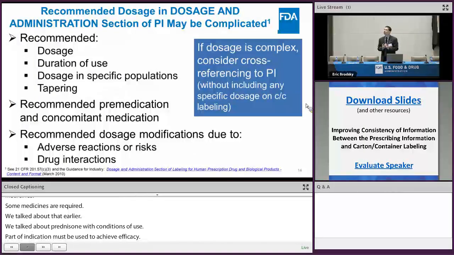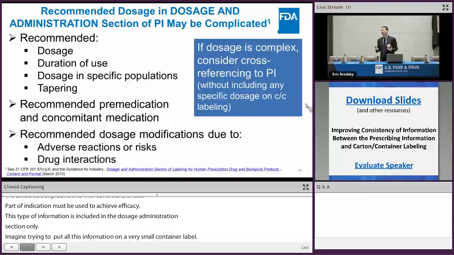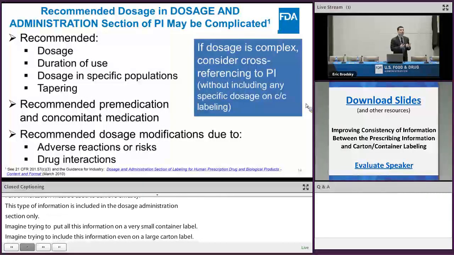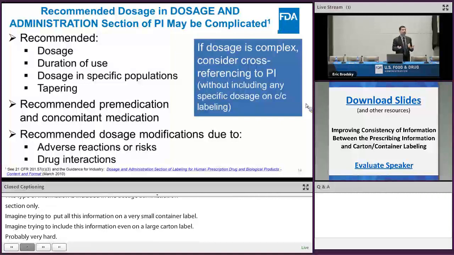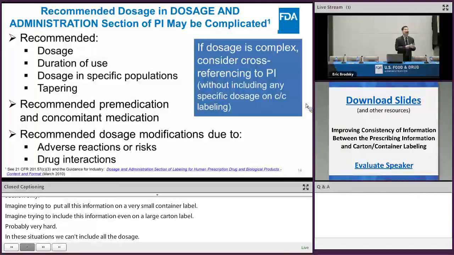So imagine trying to include all of this information on a very small container label. Imagine trying to include this information even on a large carton labeling. Probably very hard. So in these situations where you can't include all the dosage, it's perfectly acceptable, according to our regulations, to refer to the prescribing information for the entire dosage, not try to capture it all on your small container labeling.